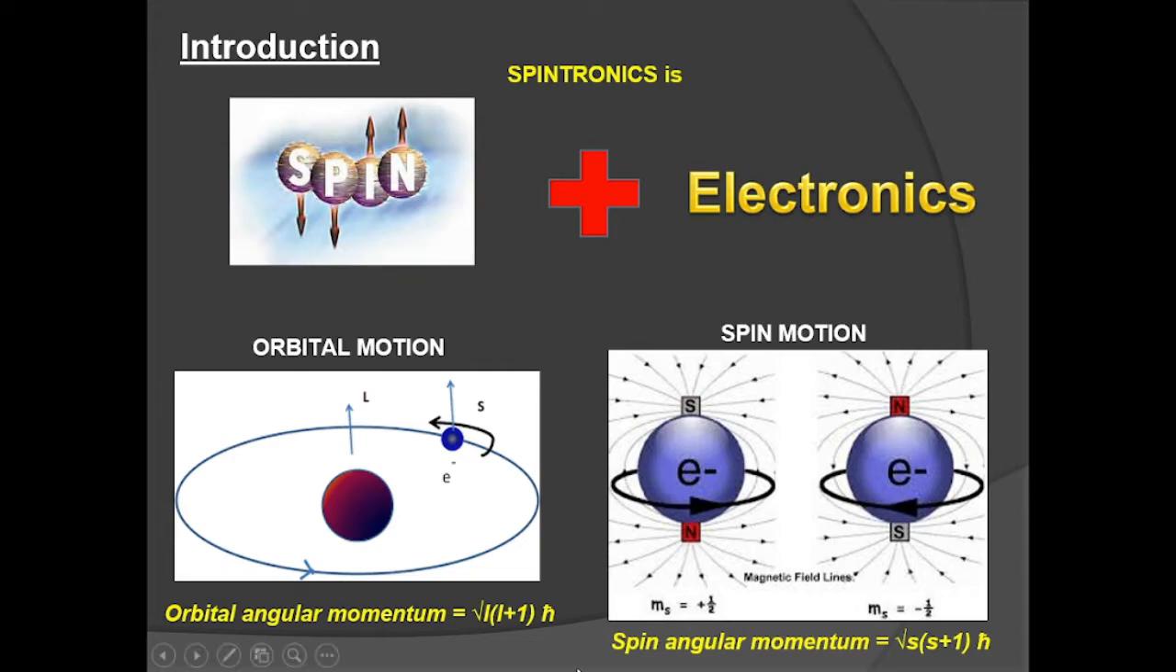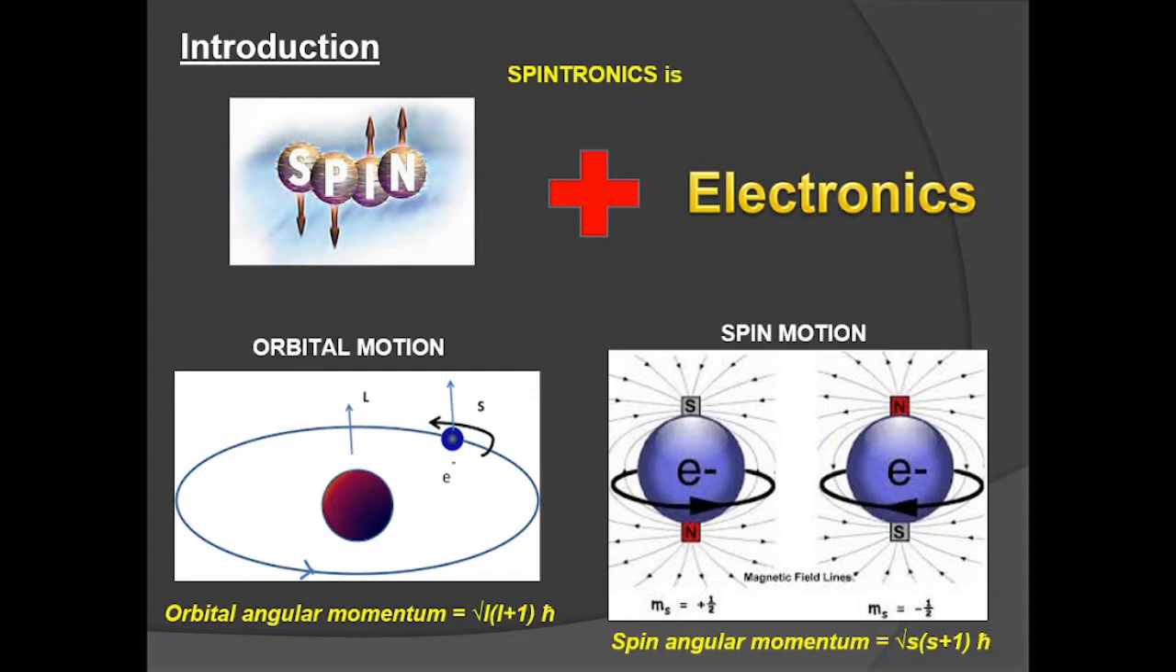As you can see, we know that the electron always orbits around the nucleus. Since it is orbiting around the nucleus, it possesses some orbital angular momentum. This angular momentum is given by the orbital quantum number L.